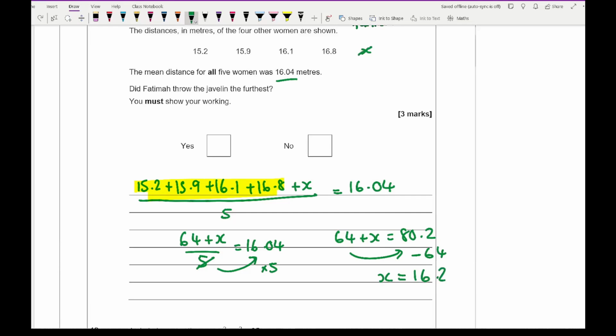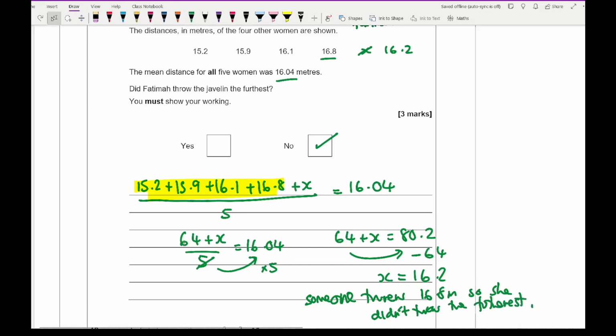So if that was Fatima's distance, is it the furthest? No, it isn't, because I've got 16.8, so the answer is going to be no. And you could say something along the lines of that someone threw 16.8 meters, so she didn't throw the furthest. Something along those lines would be absolutely fine.